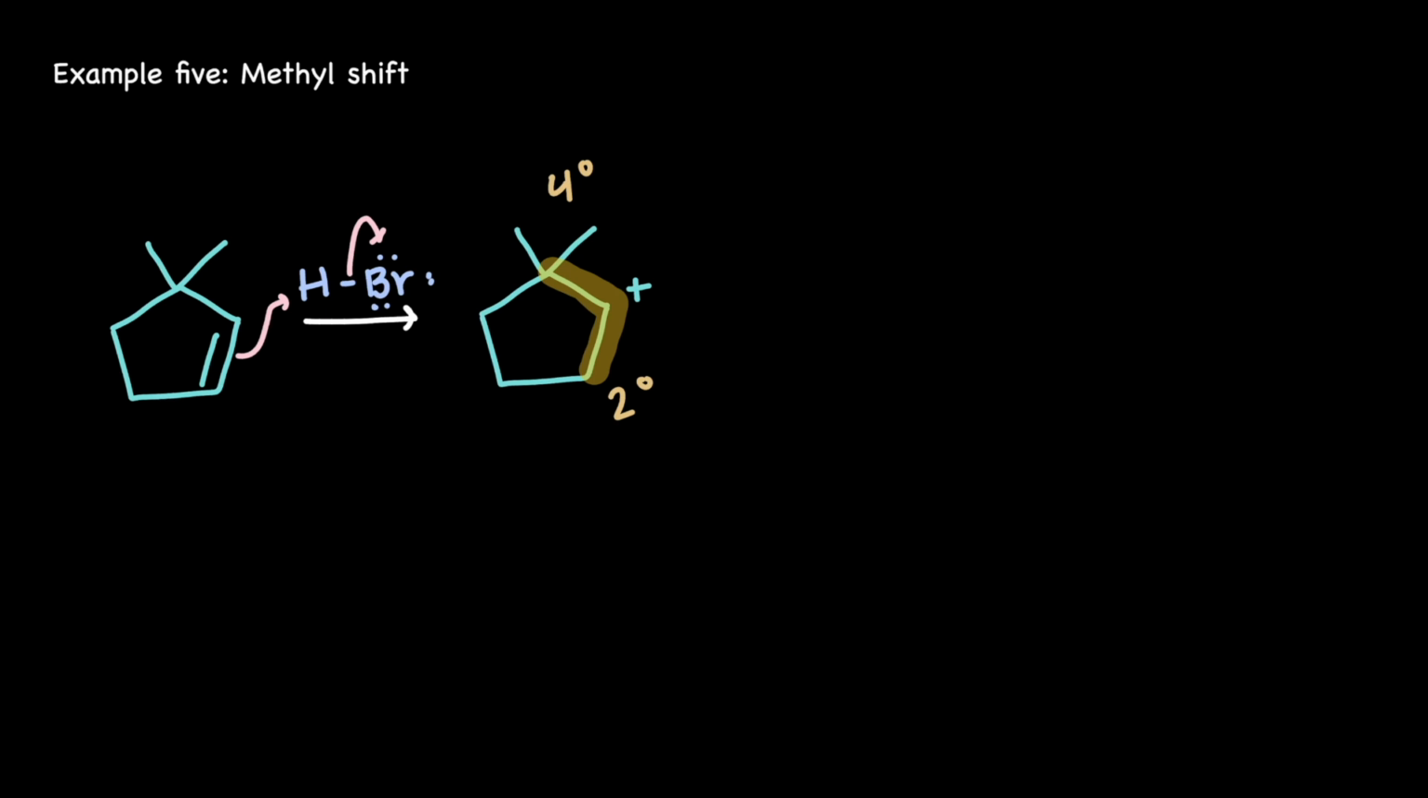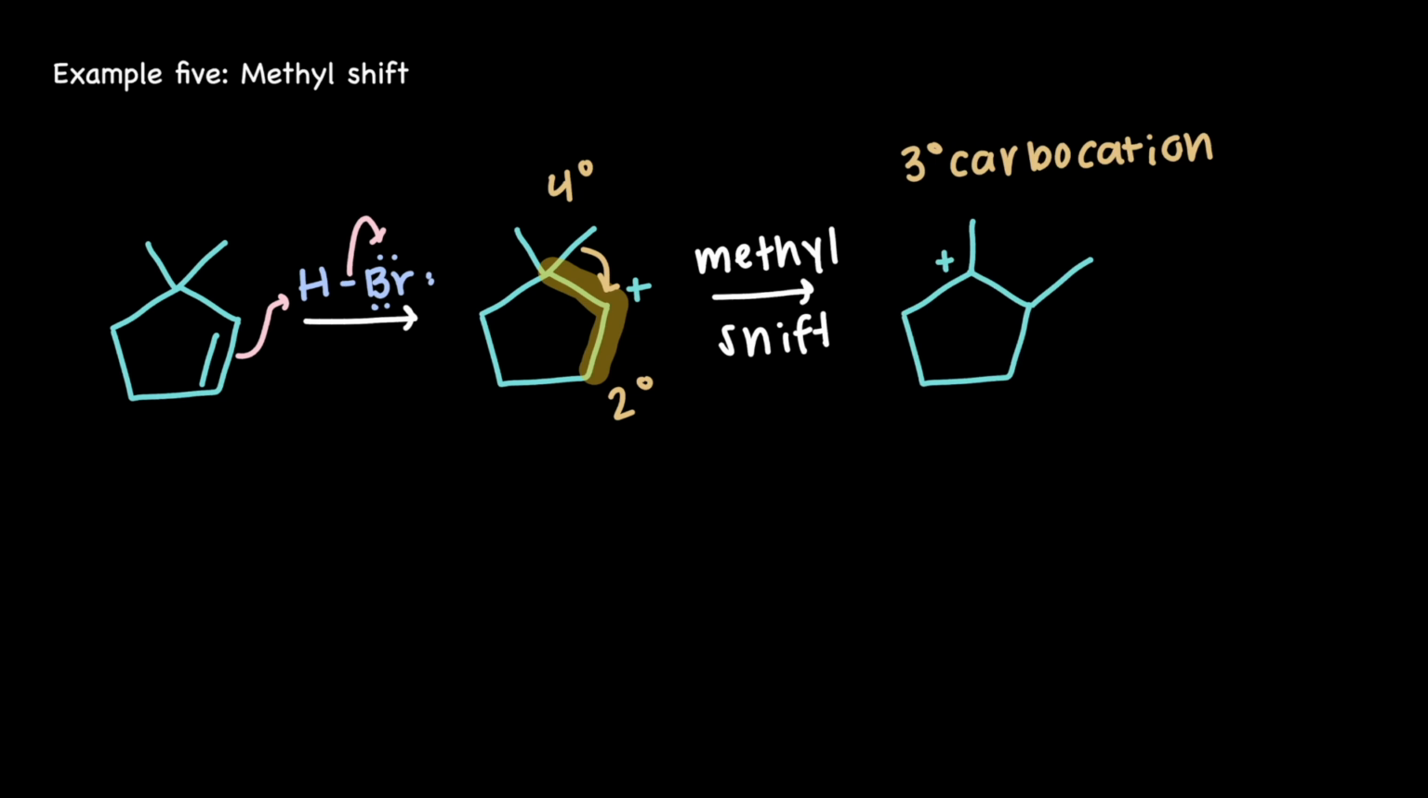We have a more substituted carbon next to our carbocation. A hydride shift cannot occur because the quaternary carbon does not have a hydrogen available to move. Instead, a methyl shift occurs. The methyl group moves from the tertiary carbon to the carbocation center. This creates a new tertiary carbocation and relocates the positive charge onto the more substituted carbon.